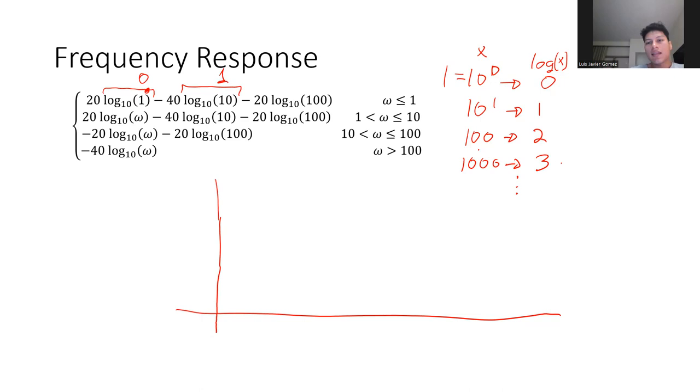So we have here negative 40 minus 40. So that's negative 80. So it's negative 80 up to 1. So this could be 0.1, 0.01. Okay, so straight shot up to here.